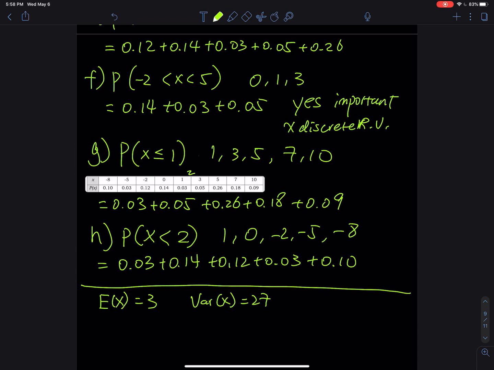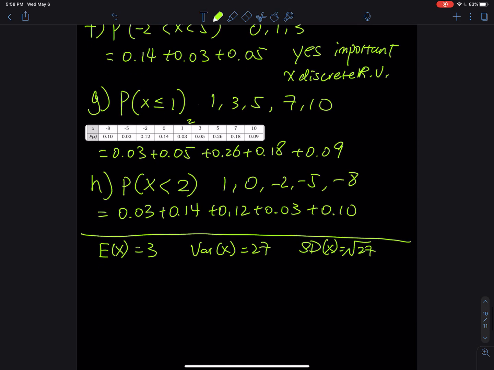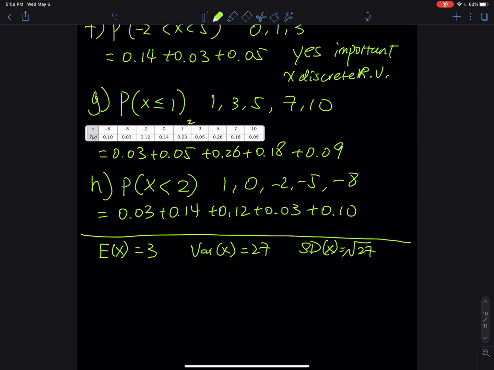The standard deviation I said is 5, so that is probably a mistake. So the standard deviation is basically the square root of 27. I probably typed a mistake at the beginning of this video, but it's fine. We are focusing on how to get that number. So we want to get credits for writing a full expression.